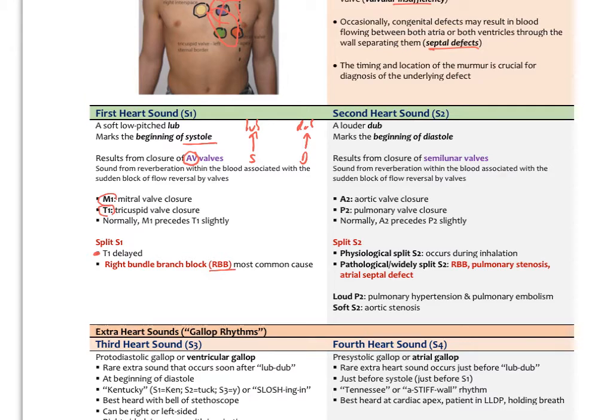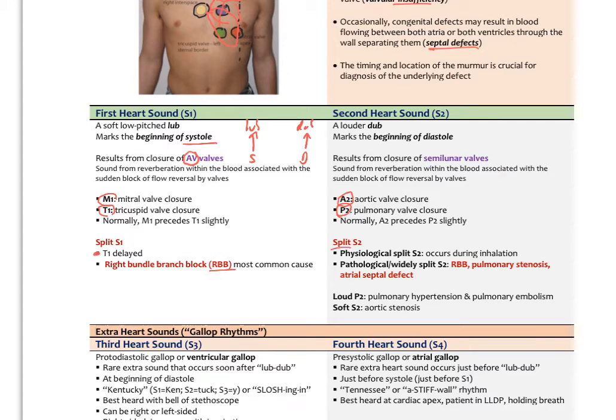It sounds a little lighter than the lub, and that's because the semilunar valves are a little smaller than the AV valves. We have two components here: the aortic component, A2, and the pulmonary valve component, P2. Normally A2 precedes P2 just a little bit. That's because the pressure in the arterial system is a little higher than the pulmonary system, and so it should close the aortic valve sooner.